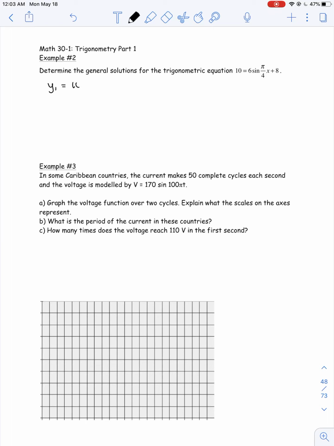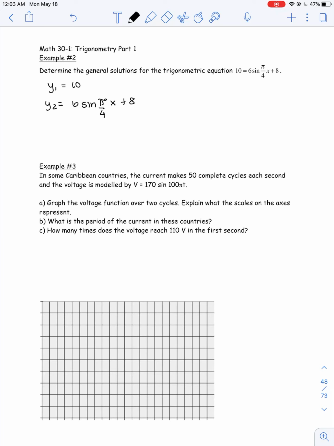So what you can do is you can put y1 is the left side of your equation, which is 10, and y2 is the right side of your equation, which is 6 sine pi over 4 x plus 8. So this is another way to solve for any type of equation where you put the left side into your y1, the right side into your y2, and we're just trying to find out where they intersect. So it is asking for the general solution.